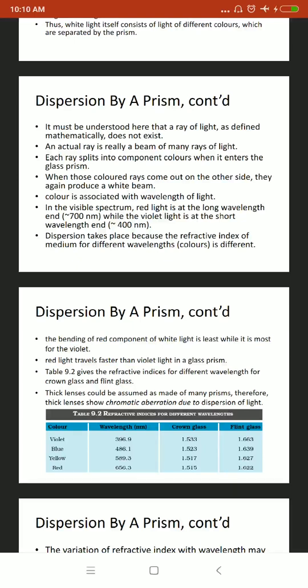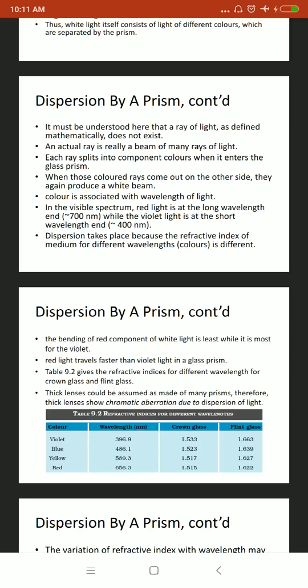These colors have different wavelengths of light which are available in the visible spectrum, having a wavelength band of 400 nanometer to 700 nanometer. Red light has the longest wavelength of all these colors, that is 700 nanometer, and violet has the shortest wavelength, that is 400 nanometer. And the dispersion takes place because of the refractive index of the medium. For the different wavelengths, it gives you the different colors.